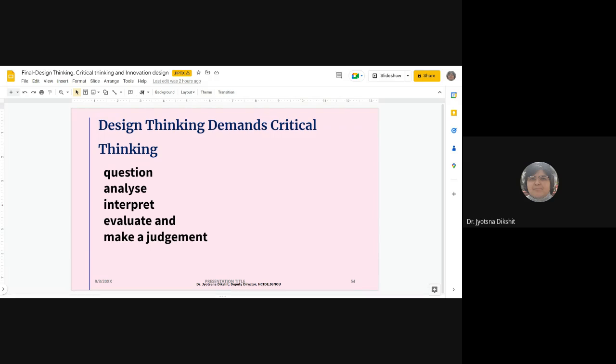And to foster innovation, specifically when you have to deliver a customer-centric solution, blending design thinking with critical thinking becomes very essential.